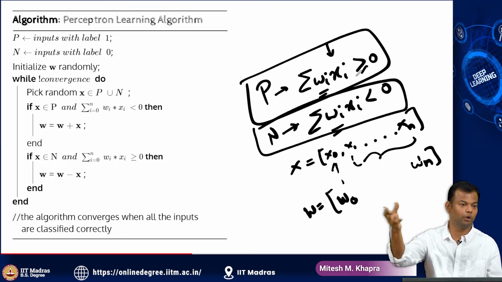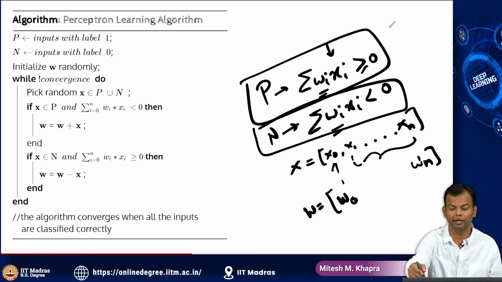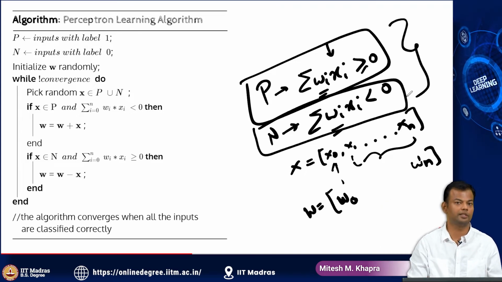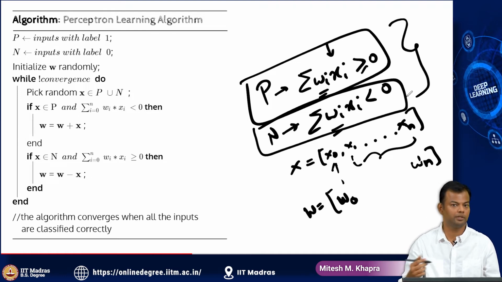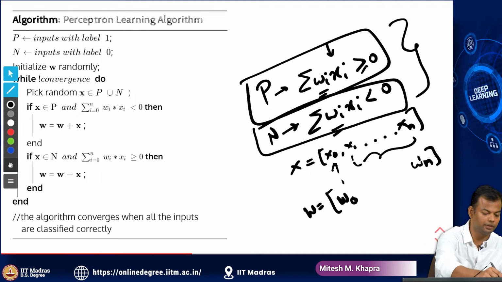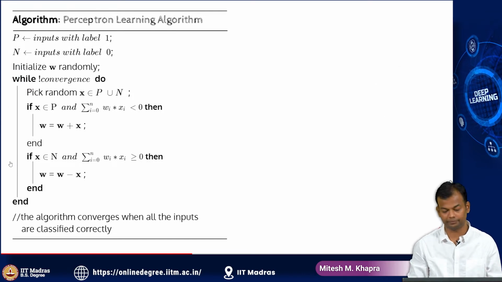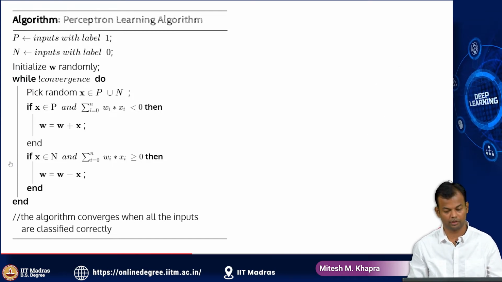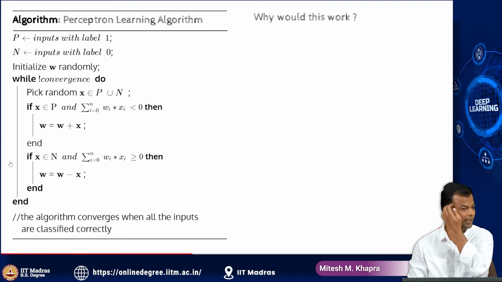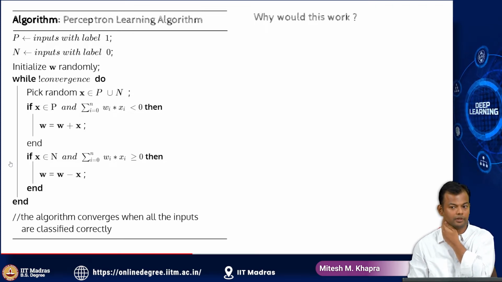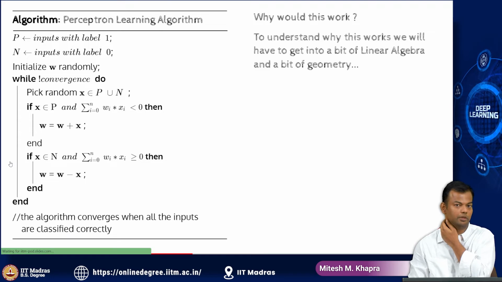And where do I want to go? I want to go to convergence, where my weights are such that these two conditions are satisfied for all the positive and negative points. So how does this ensure that that is what is going to happen? Okay. So why would this work? That's the question that I'm trying to ask. It's not very clear to me why this should work.